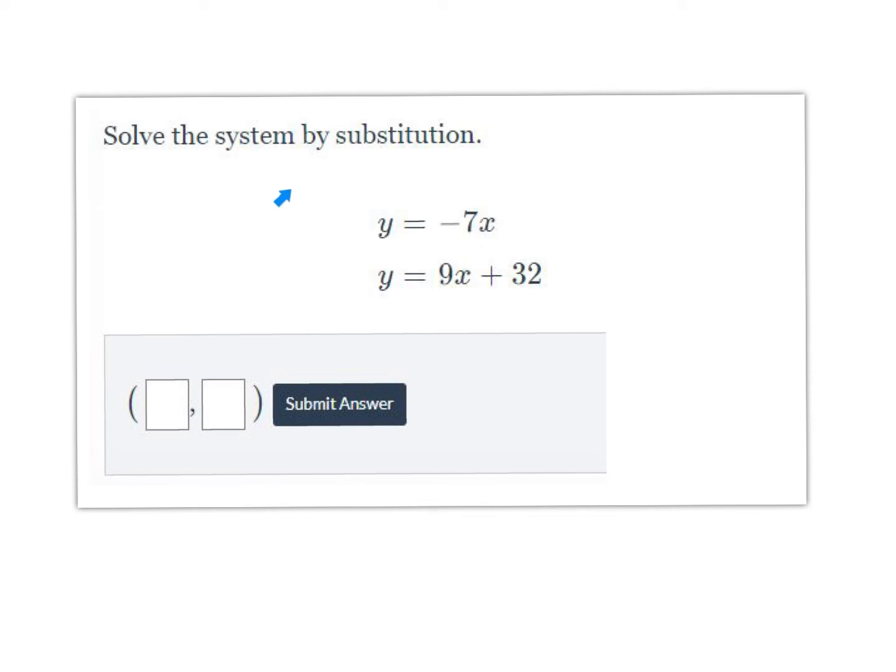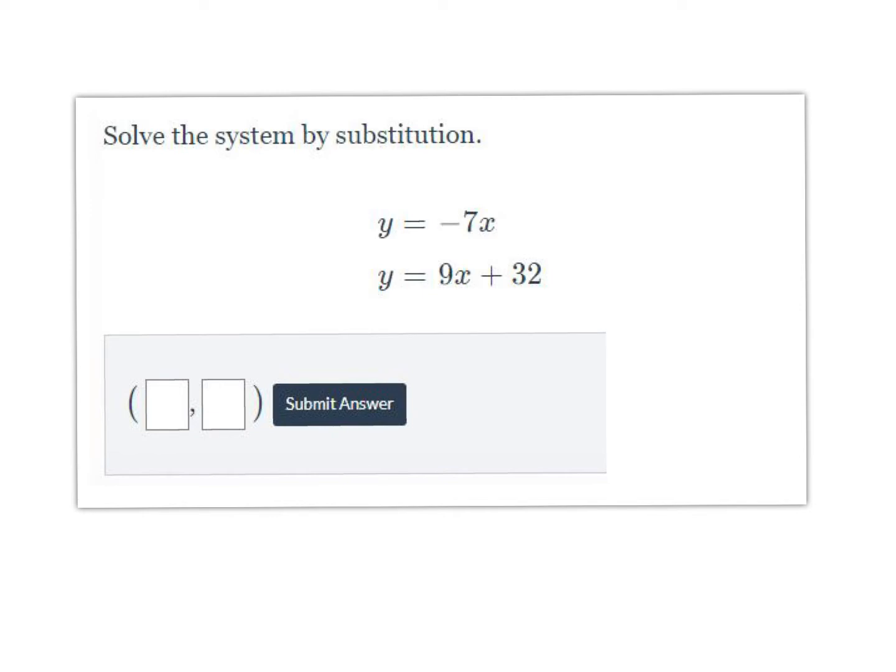Okay, this video is a quick review of solving a system of equations by using the substitution method. So this first equation says y equals negative 7x, and the second equation, y equals 9x plus 32. And this, being a system of equations, means we're looking for the x value and y value that make both of these true.